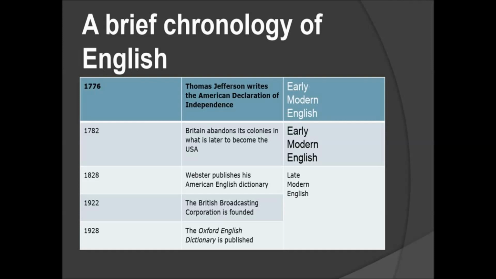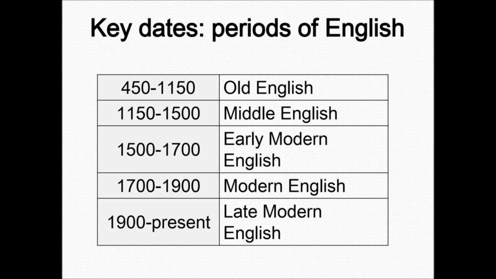Now let us look into the key historical periods in the English language. As I have already discussed, 450 to 1150 is known as the period of Old English. 1150 to 1500 is known as the era of Middle English. 1500 to 1700 is known as Early Modern English. 1700 to 1900 is known as the period of Modern English, that is after the Age of Enlightenment. And from 1900 to the present, that is from the Victorian era down to the modernist and postmodernist period, is known as Late Modern English.